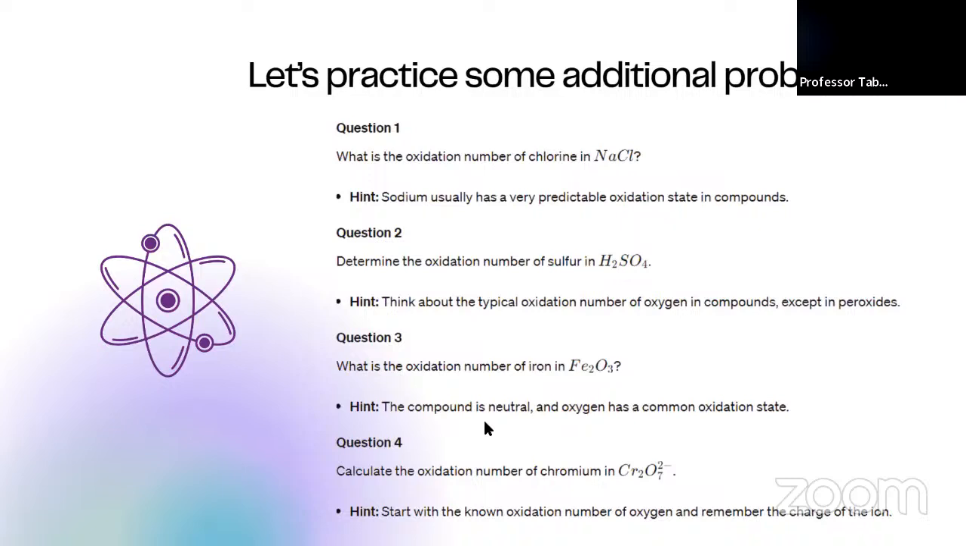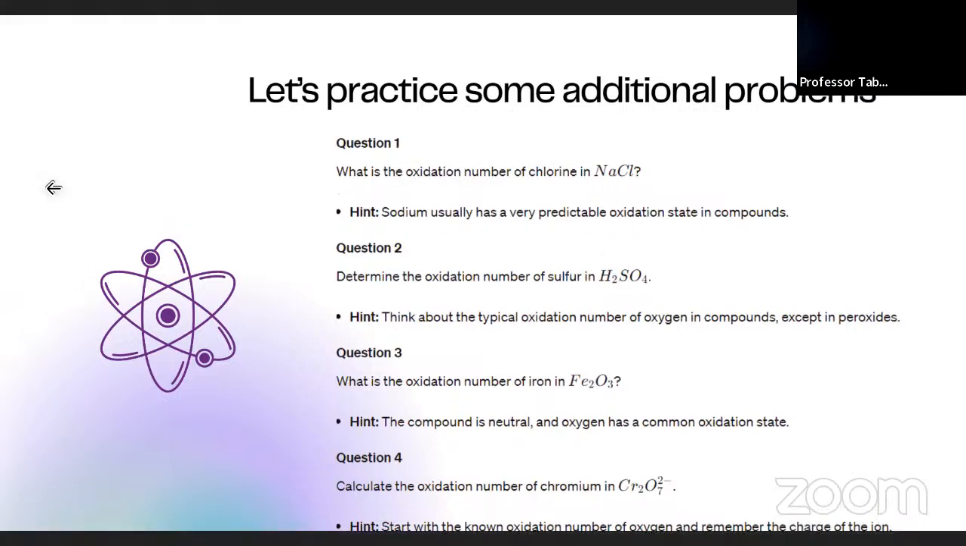So if you were to try to assign the oxidation number, let me zoom in a little bit so that you guys can see this. We're looking at example number 1. They're asking, what is the oxidation number of chlorine in NaCl? It's based on what we've talked about before in terms of establishing the oxidation numbers. I'm going to put an X over chlorine because that's the one that we're looking for.